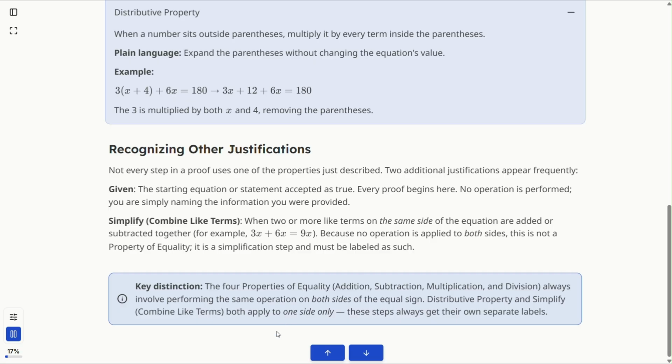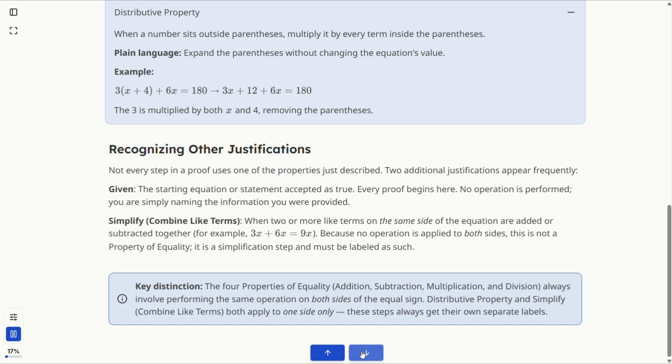Recognizing other justifications. Not every step in a proof uses one of the properties just described. 2 additional justifications appear frequently. Given: the starting equation or statement accepted as true. Every proof begins here. No operation is performed. You are simply naming the information you were provided. Simplify: combine like terms. When 2 or more like terms on the same side of the equation are added or subtracted together, because no operation is applied to both sides, this is not a property of equality. It is a simplification step and must be labeled as such.